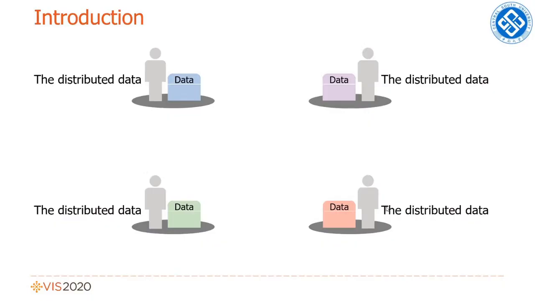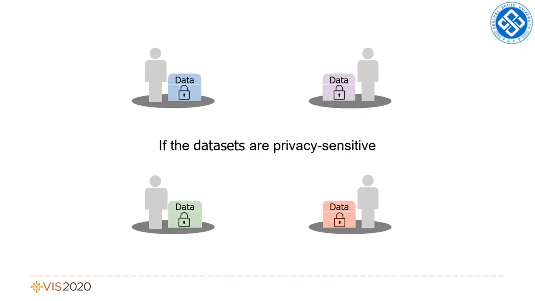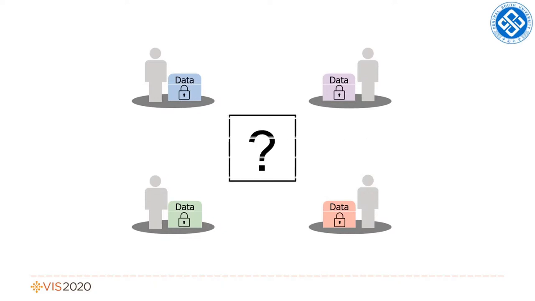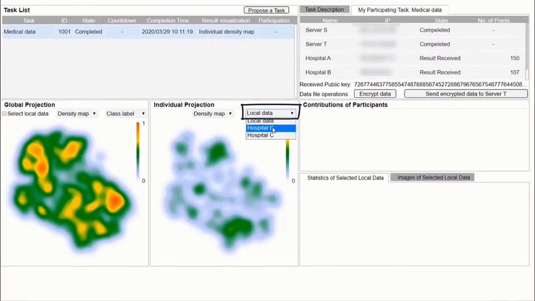Nowadays, data is often distributed and owned by different participants. There is an emerging need to provide a joint visualization, such as a t-SNE projection, to serve as the full picture in data analysis. If the participants are privacy sensitive, how can we build a joint projection without data leakage? Conventional embedding algorithms, such as t-SNE, are designed for single-site computation and require data centralization. Privacy leakage may happen in three stages in the visualization pipeline.